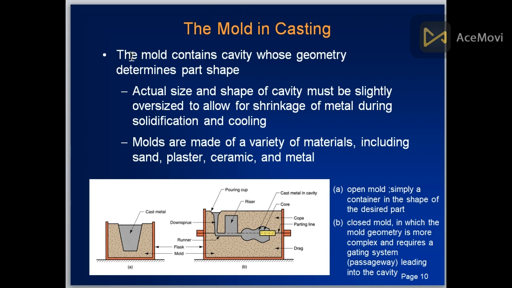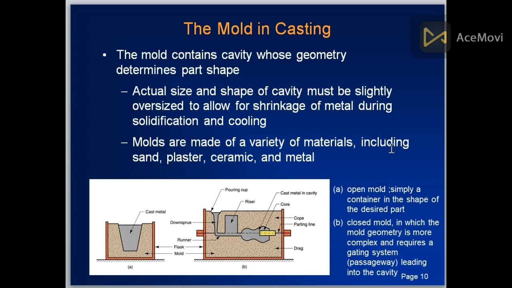The mold in casting. The mold contains a cavity whose geometry determines the part shape. For example, you make a mold for a specific part. There is a cavity in which the metal flows and gives you the part. The actual size and shape of the cavity must be slightly oversized to allow for shrinkage, because it is a metal. When it solidifies, its dimensions decrease. So to cover that decrease in dimensions, we make some oversizing, some allowances.